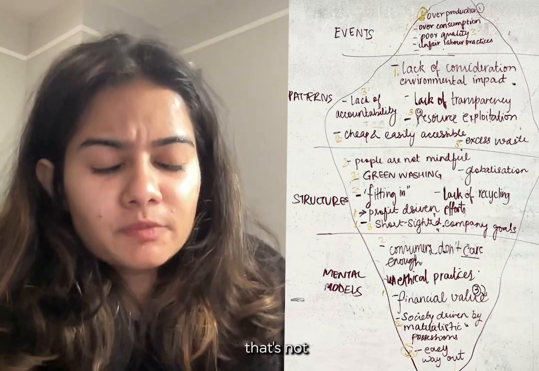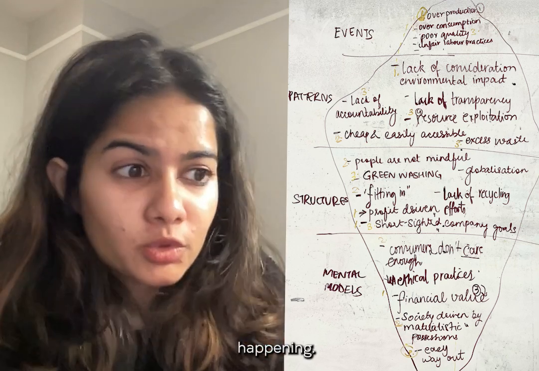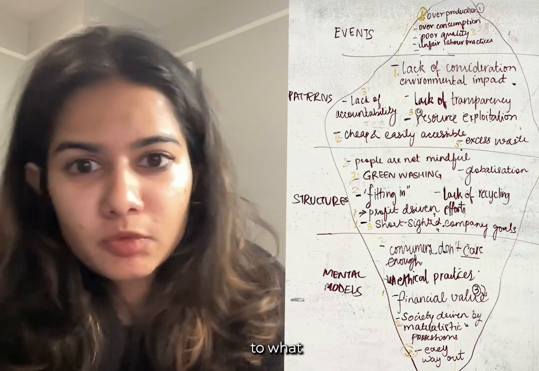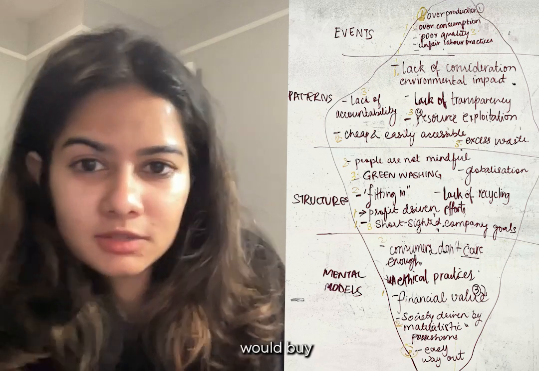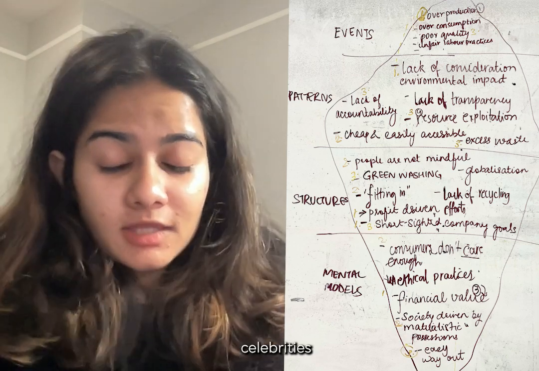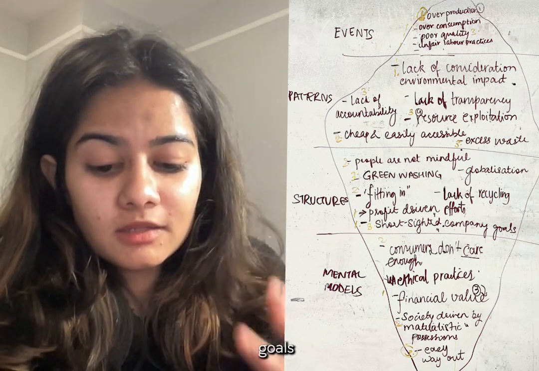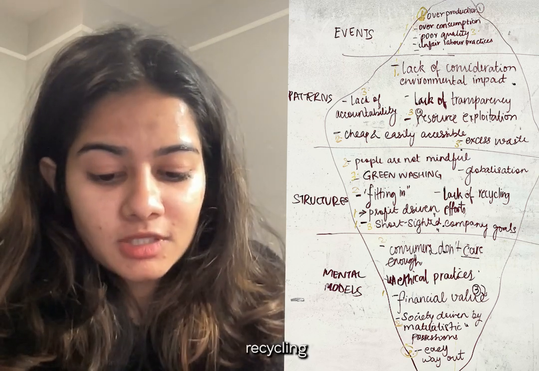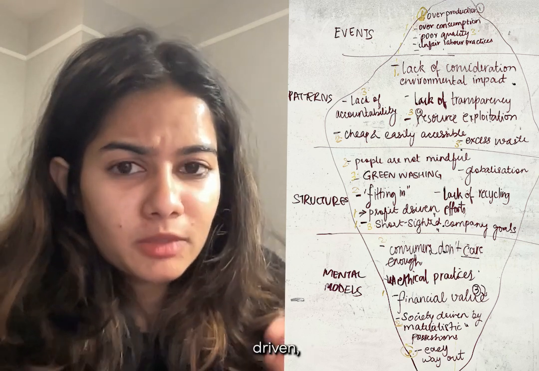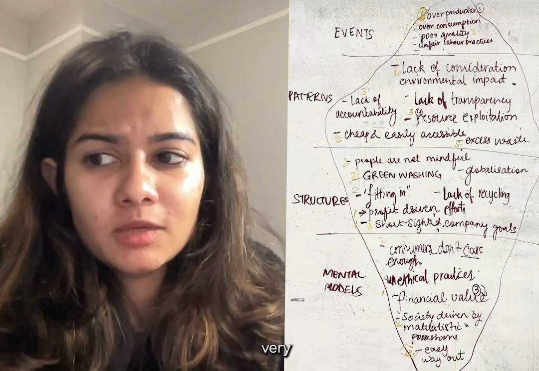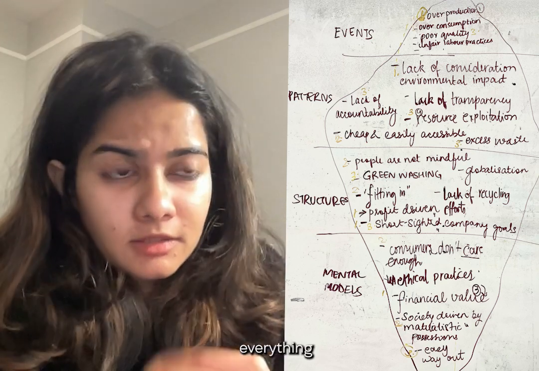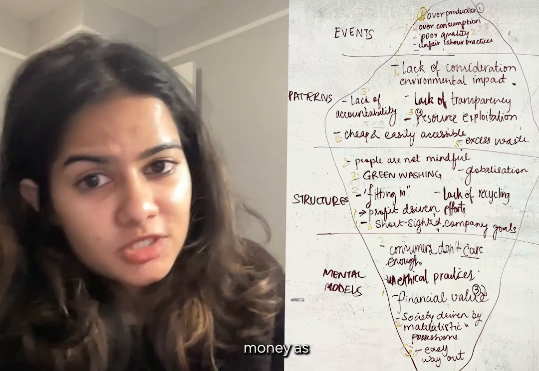This globalization, people want to fit in, people want to buy more clothes as compared to what you would do or what your parents would buy 50 years ago, because we want to fit in, we want to be trendy, we want to wear what other influencers, celebrities, our classmates, our co-workers are wearing. There is lack of recycling, and everything is driven towards profit. Everything is profit driven, and the company goals are very short sighted. They want immediate profit, they want a lot of supply, they want to market everything and earn as much money as they can. And yeah, they have short sighted goals. So these are some of the structures.